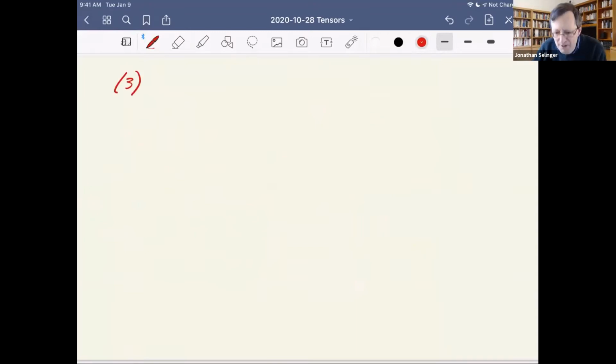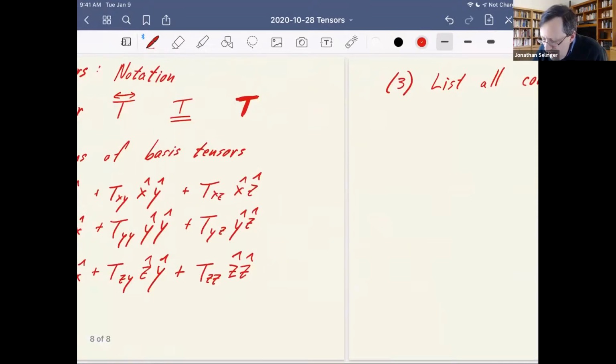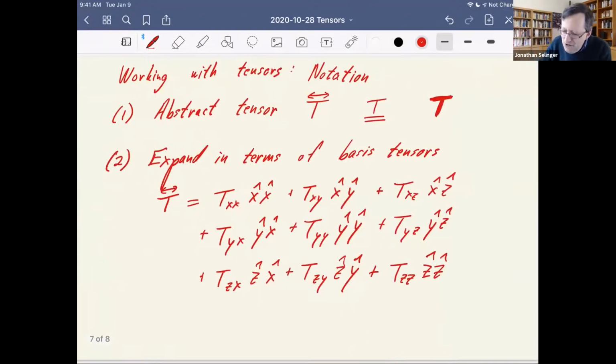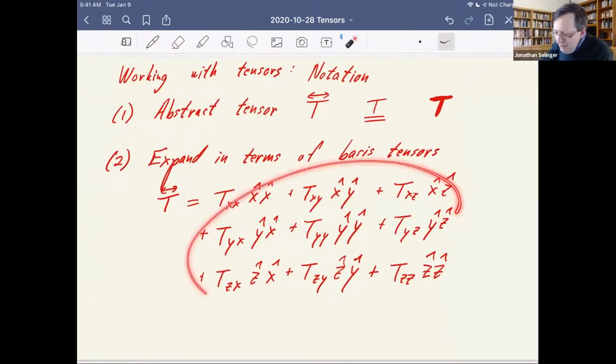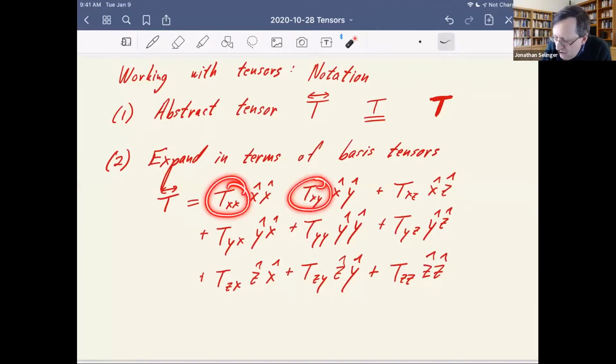As a third possibility, we could list all those components in a matrix. So instead of writing out all this stuff, you could say, well, the same as I want to highlight 3 vector components, I could highlight these 9 tensor components. So I'll write them in a matrix.